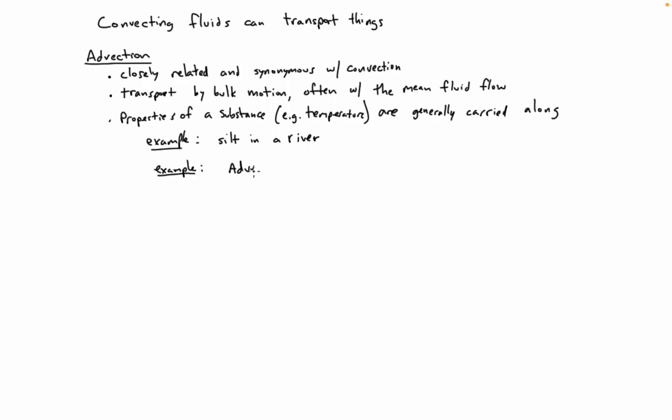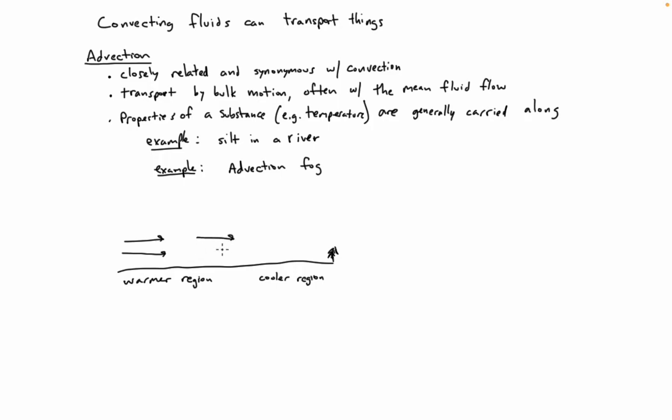Another example of advection is advection fog, it's called. So let's say we have a warmer region and a cooler region. And this will be the surface of the Earth, little tree. So if we have airflow from the warmer region into the cooler region, the cooler air can't hold as much moisture, and a cloud will form. So the fog forms.